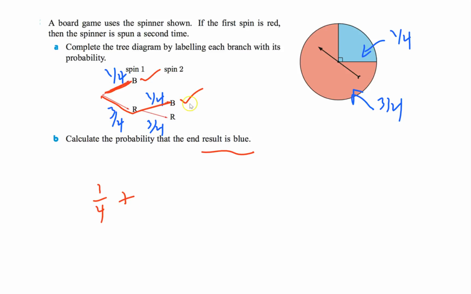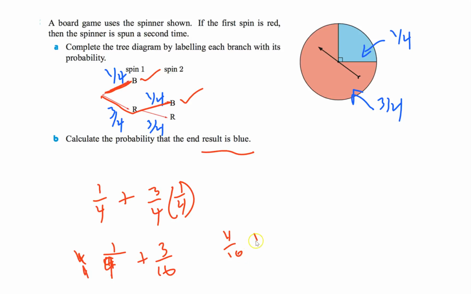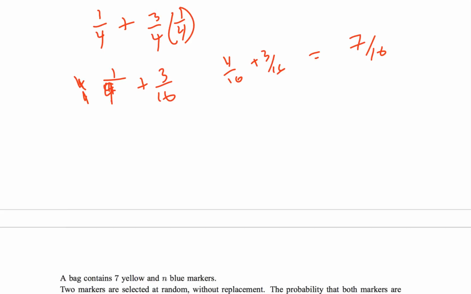Anytime it's a line, you multiply it: 3/4 and 1/4. Anytime you have multiple lines, you add them together. So you get 1/4 plus 3/16. If you want to add them up, you do a common denominator, multiply this by 4/4. And you get 4/16 plus 3/16, also known as 7/16. That's the idea. Let's do one last example.